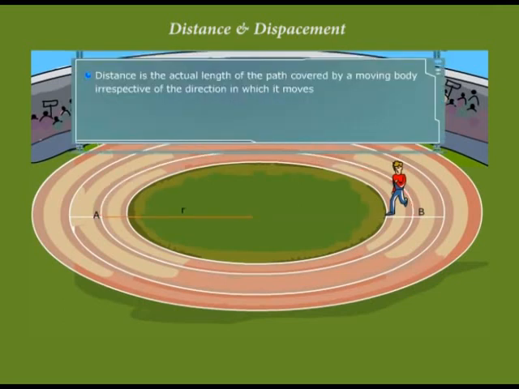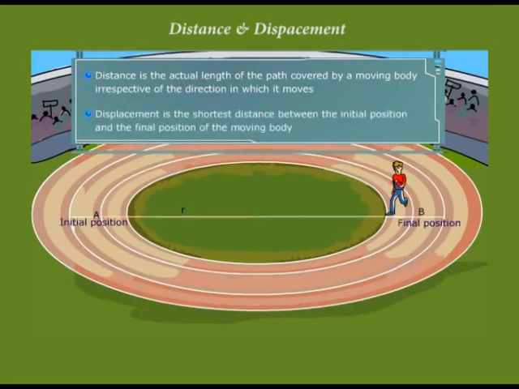Therefore, by definition, distance is the actual length of the path covered by a moving body, irrespective of the direction in which it moves. Displacement is the shortest distance between the initial position and the final position of a moving body. It is distance covered in a particular direction.